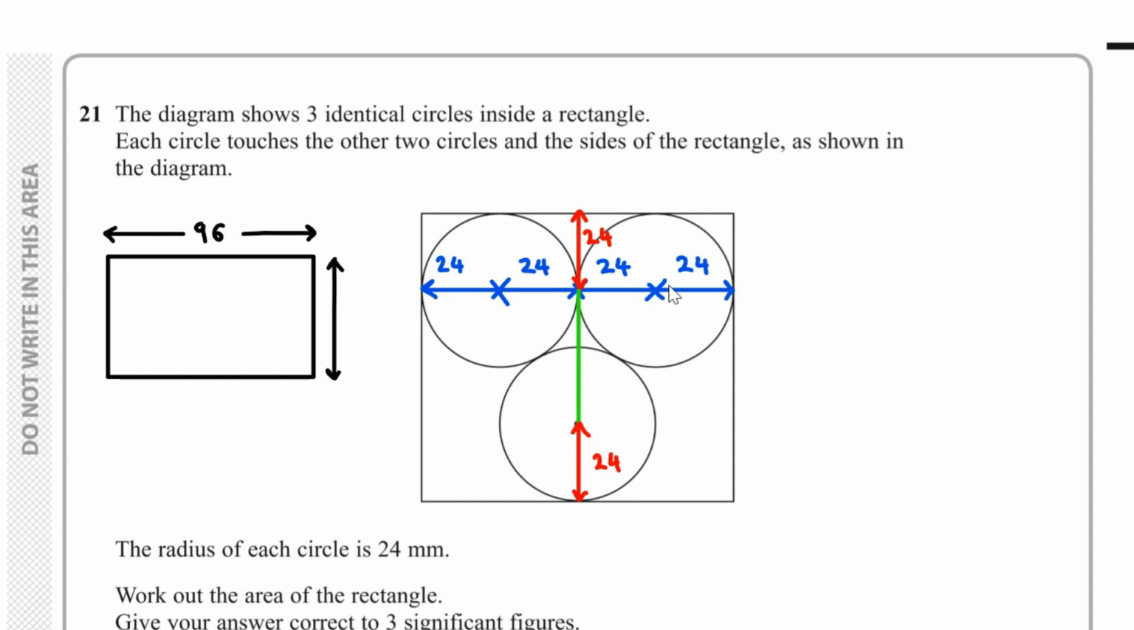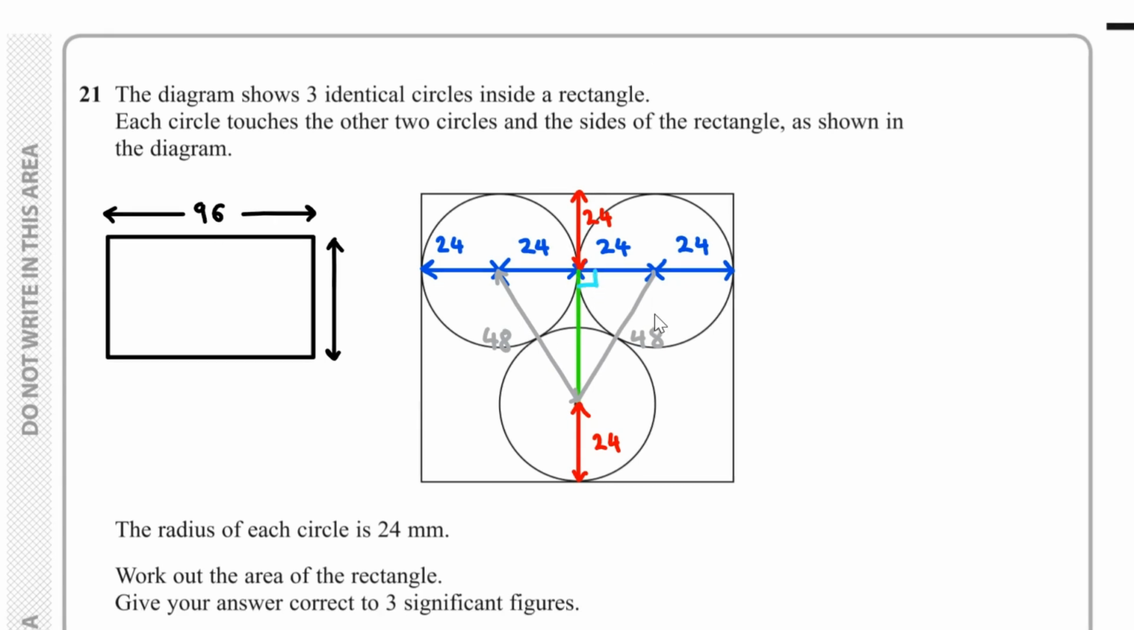Of course, from here to here, because the radius goes from the center to the circumference, here and also here, we have 24 plus 24. So here to here is 24 plus 24, which is 48. So we've got 48 over here, and we've also got 48 over here. But this green line over here is perpendicular to this blue line, so we've got a right angle triangle.